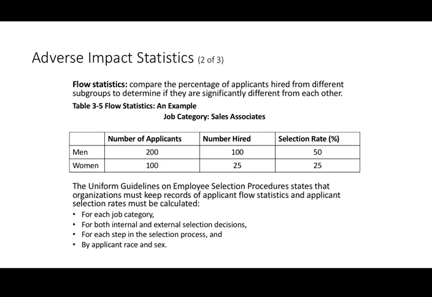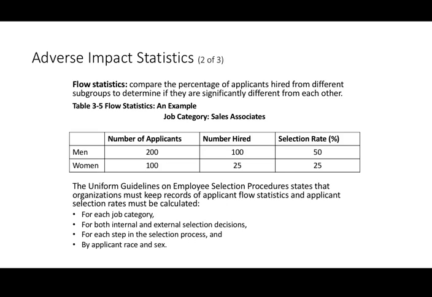The Uniform Guidelines on Employee Selection Procedures, the UGESP, states organizations have to keep records of their flow statistics and selection rates. And they have to be calculated for each job category, for internal and external selection decisions, for every step in the selection process, and by applicant race and sex. So this is a detailed statistical analysis.